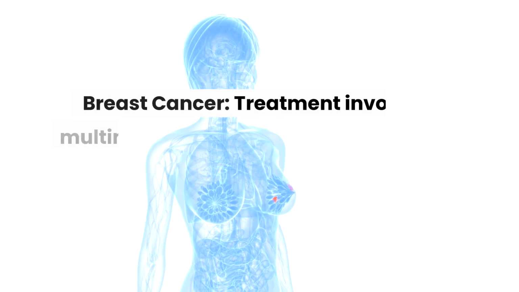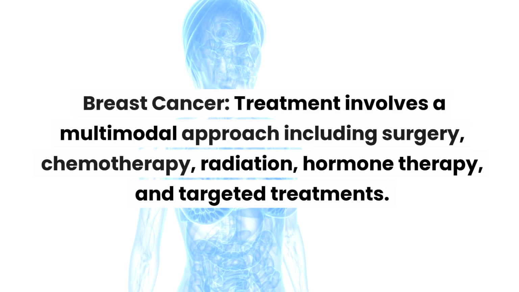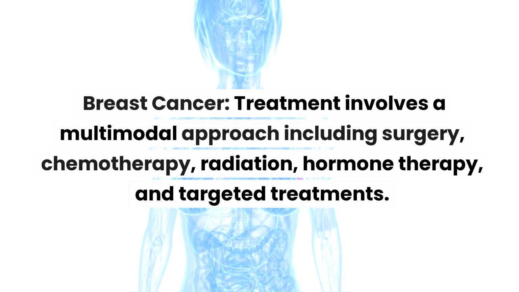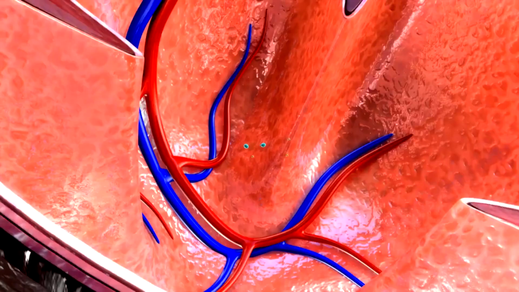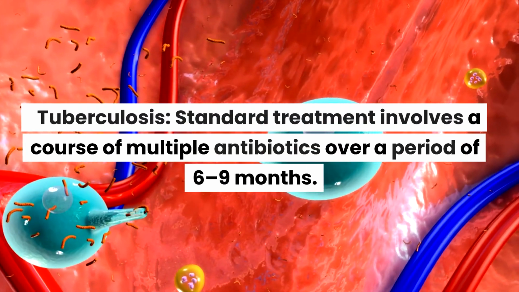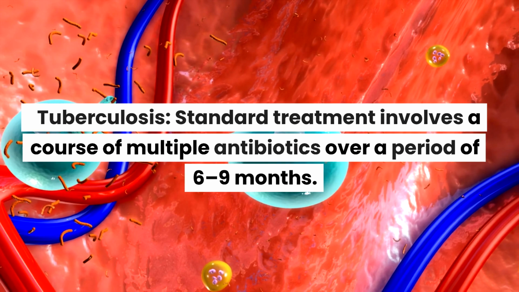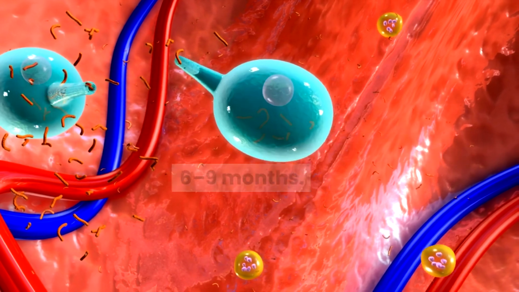Treatment. Breast cancer. Treatment involves a multimodal approach including surgery, chemotherapy, radiation, hormone therapy, and targeted treatments. Tuberculosis. Standard treatment involves a course of multiple antibiotics over a period of 6 to 9 months.